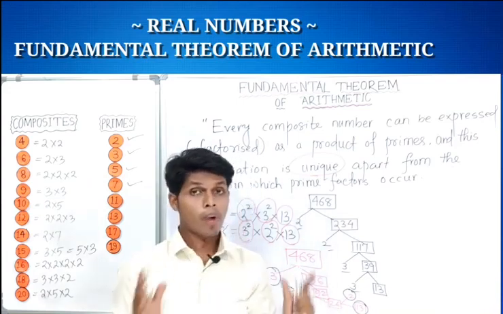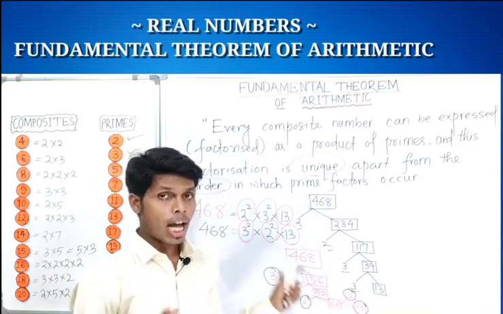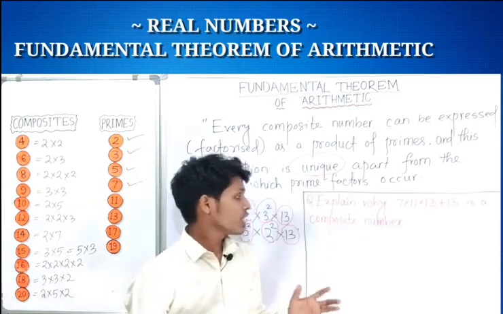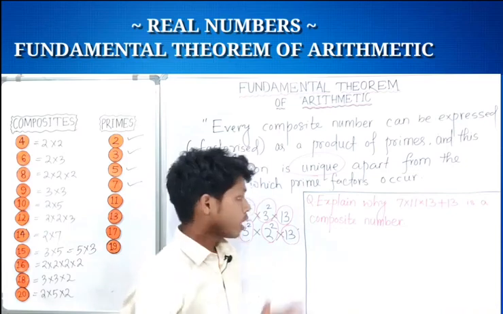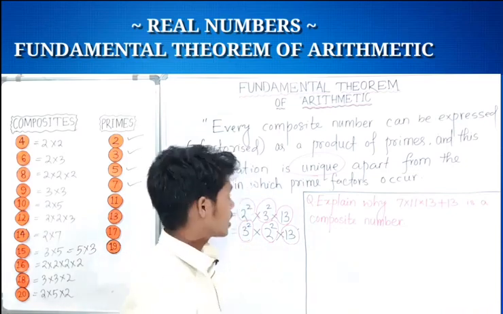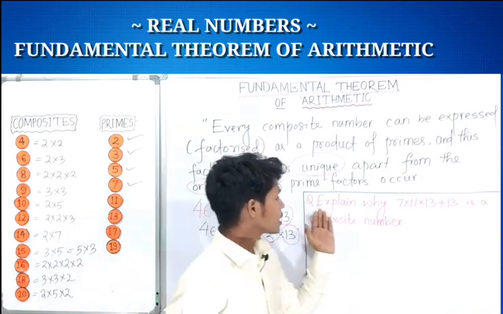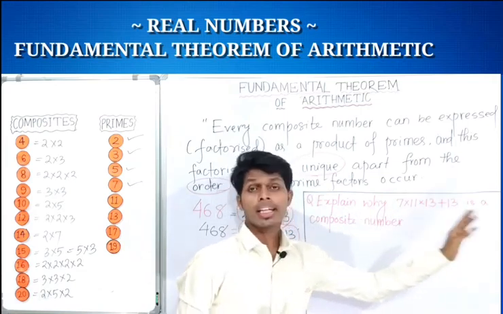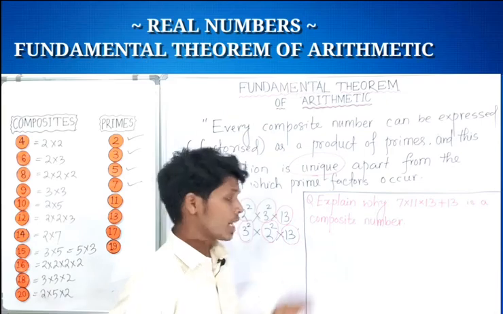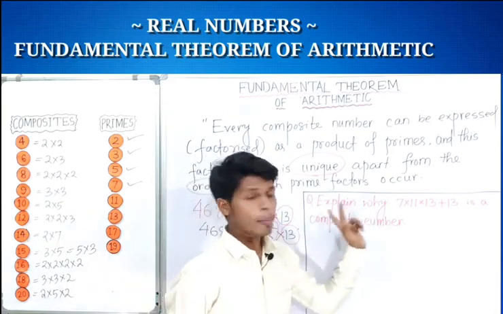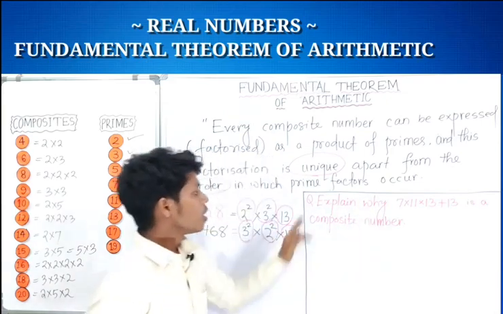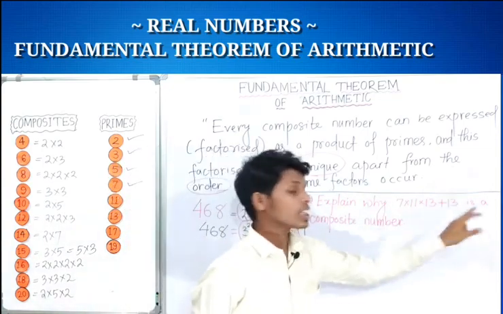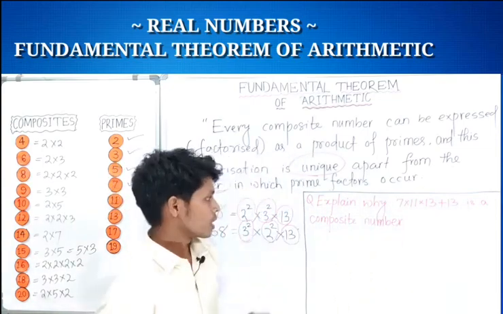Now let's solve one question from your textbook and we will complete this session. There is a question in your exercise 1.2, number 6. The question is something like this: explain why 7 into 11 into 13 plus 13 is a composite number. There are two numbers given. I am solving here only one. So here it is asked why this given expression is a composite number.